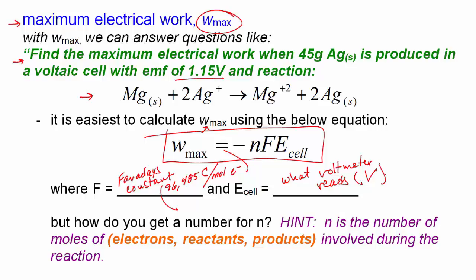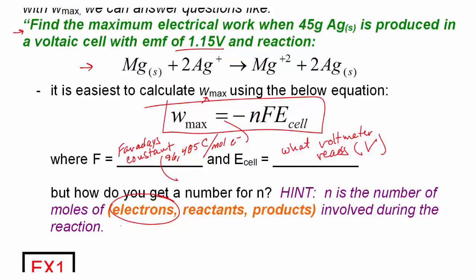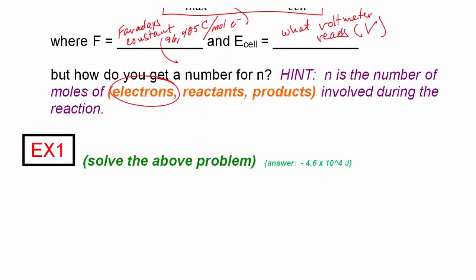Okay, one left. How do you get little n? Hint: n is the number of moles of electrons involved during the reaction. So in this case, to get Wmax, if we're going to solve this problem, we need to get little n. What we're going to do is convert 45 grams of silver solid to moles of electrons. Now, to convert from one compound or one species to another, we need a mole bridge. We need a reaction. So let's see if we can work this out.